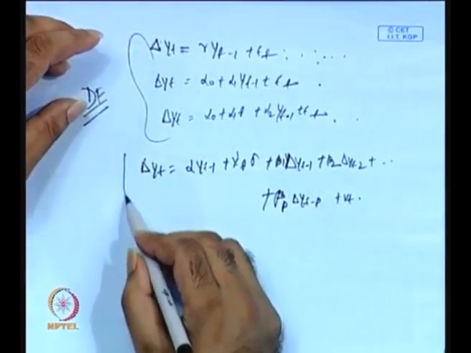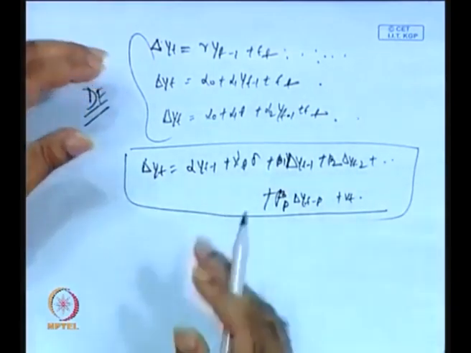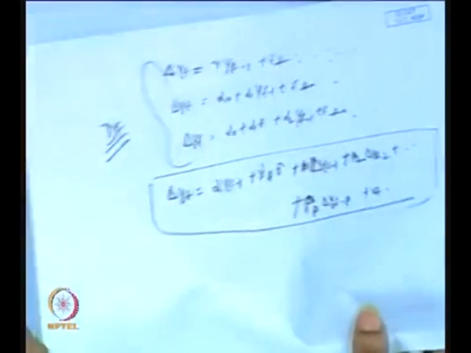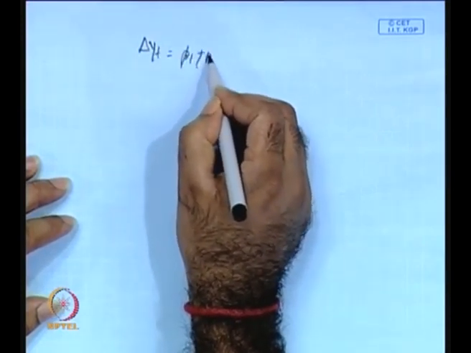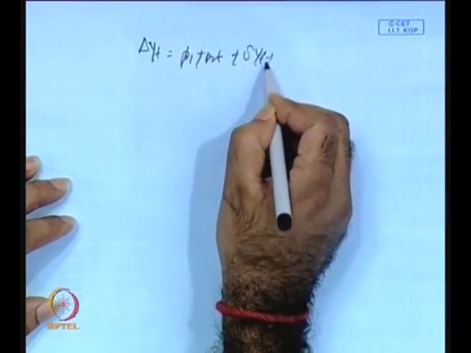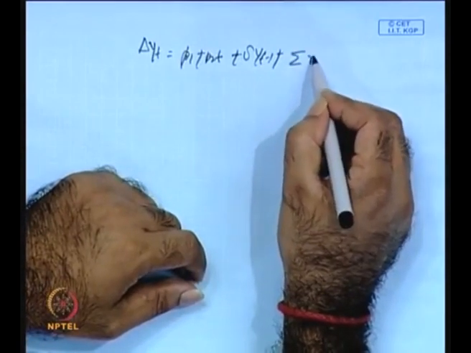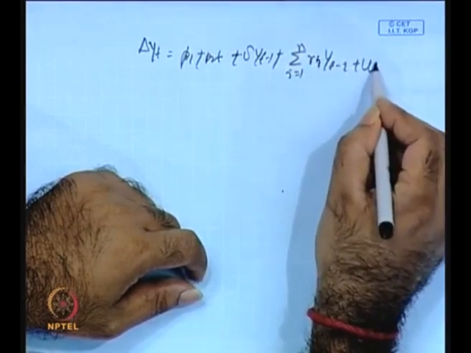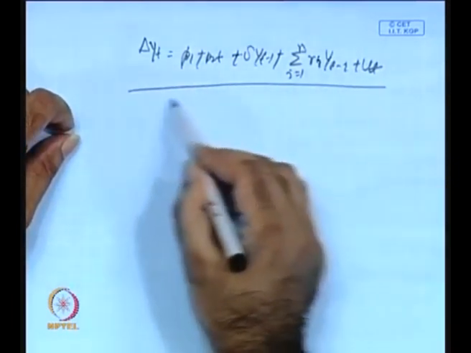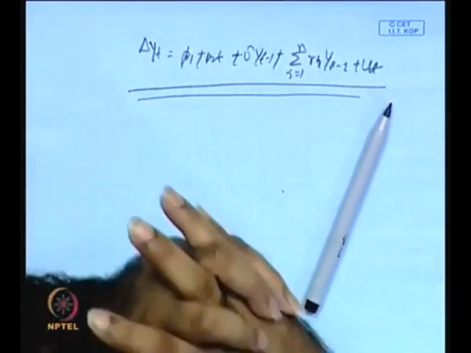We start with this particular form, but ultimately I will come down to the accurate form, because we do not have time to go to the original format. So, here the specific form of the ADF statistic is like this: delta y t equal to beta 1 plus beta 2 t plus delta y t minus 1, okay, plus summation gamma i y t minus i, i equal to 1 to n, plus u t. This is the typical framework of the augmented Dickey-Fuller test.